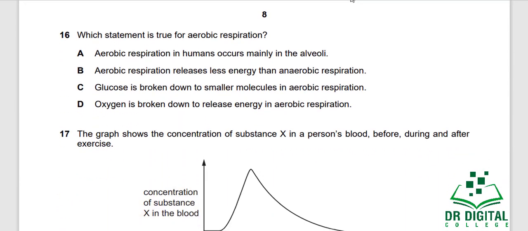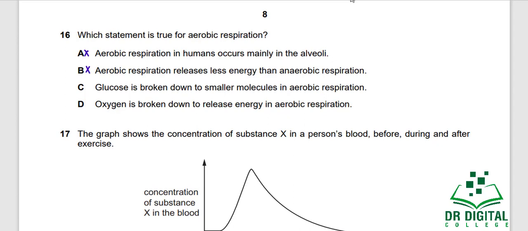In question 16, which statement is true for aerobic respiration? Okay, aerobic respiration in the human occurs mainly in the alveoli. Not mainly in alveoli, aerobic respiration occurs in every living cell. So that is not true. Aerobic respiration releases less energy than anaerobic respiration. This is an opposite statement because aerobic respiration will release more energy.